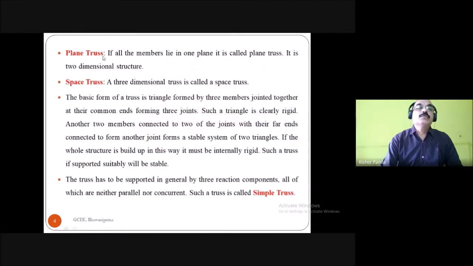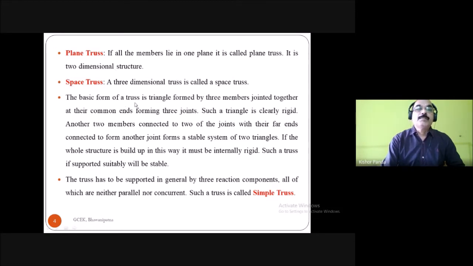So here coming to this plain truss, already we have discussed. If all the members lie in one plane, it is called plain truss. It is a two-dimensional structure. And you know what is space truss? A three-dimensional truss is called the space truss. So the space truss is a three-dimensional structure.